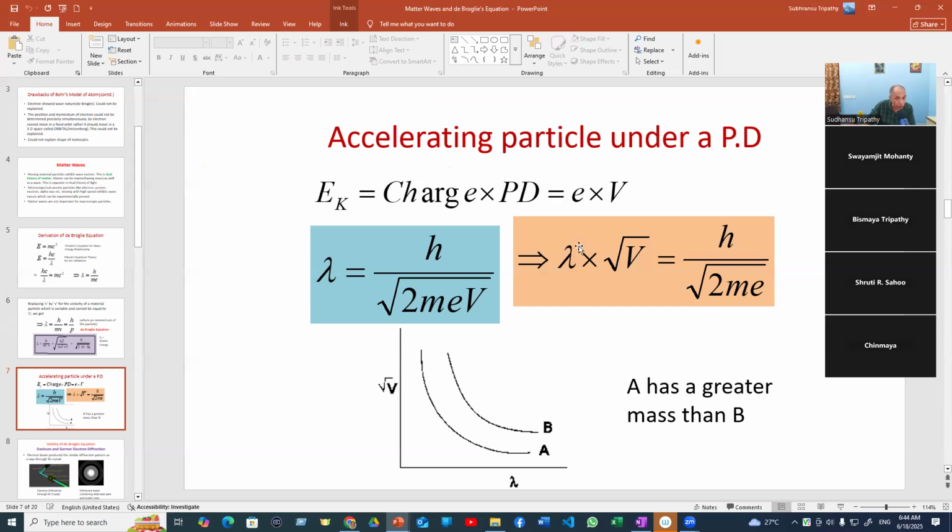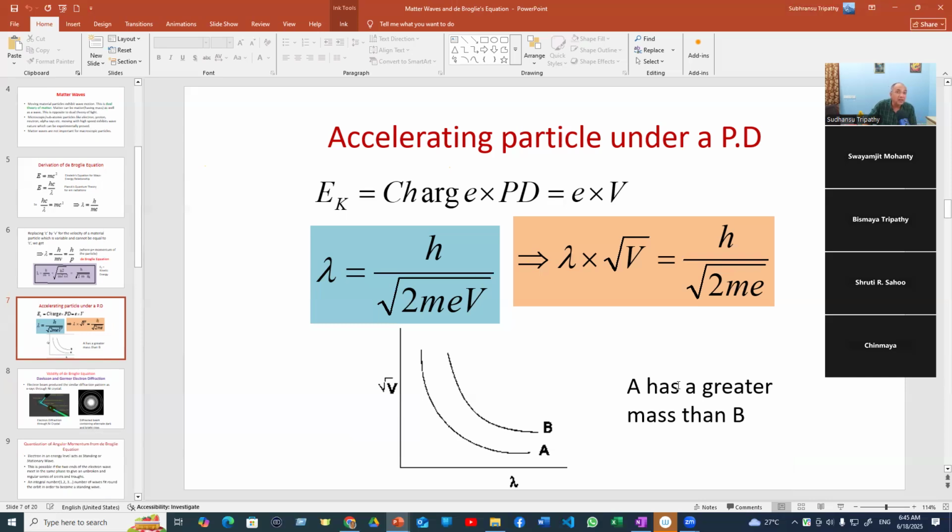the lambda of the matter wave into the root over the voltage under which it is moving is equal to h by 2me. This is a constant, just like PV equals constant in Boyle's law. So in that case the graph between root V and lambda will not be linear; the graph will be a curve, and since they're inversely related, it will be a negative slope every time. With increase in lambda, the instantaneous slope will be decreasing.